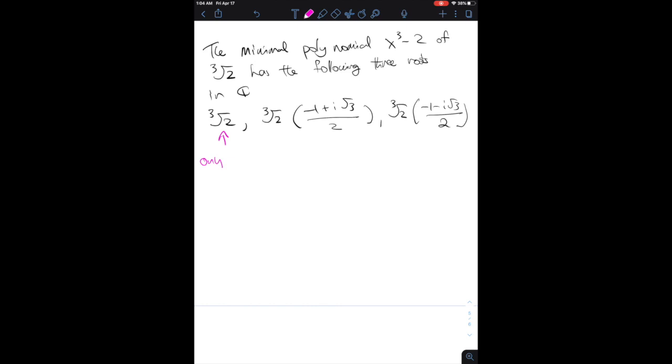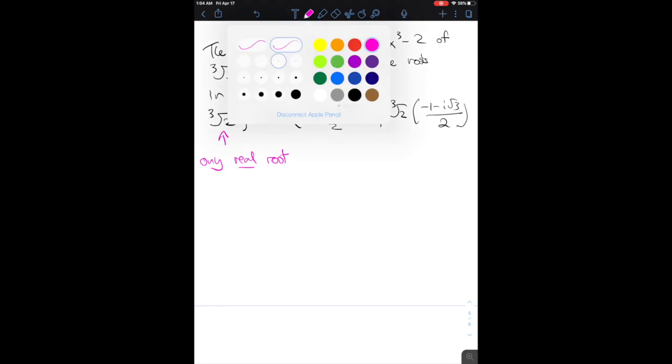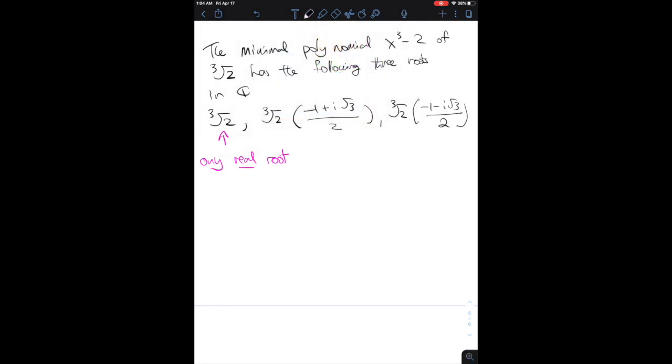Okay, so you can check that these all give you cube roots. These give you all elements which cube to 2 in the complex numbers. But only one of them is real. So this is the only real root. The others have imaginary parts.